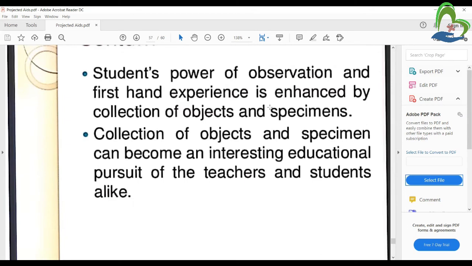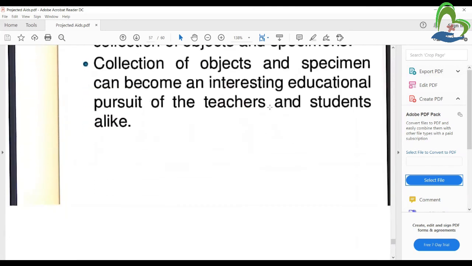So whenever you use it for the lab investigation of a particular science project, that time it is very useful. A collection of object specimens can become very interesting for educational purposes, for teachers and students. So whenever you explain the objects and the specimen, it is a very useful and very interesting topic, and how to explain this correctly to the students, right? So it's very good for presentation also.